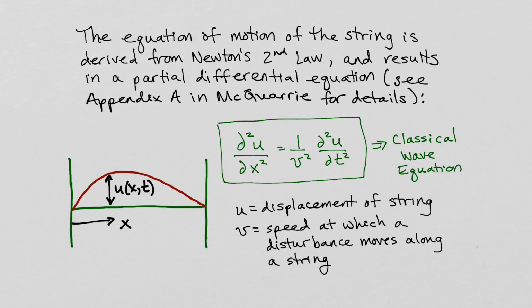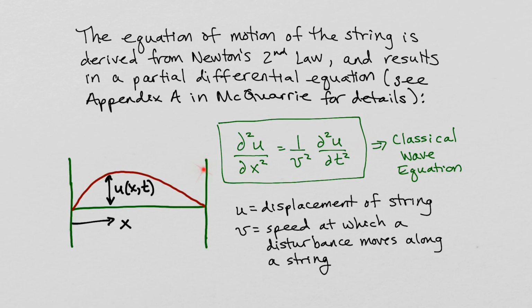Okay, so the equation of motion of the string is derived from Newton's second law and results in a lovely partial differential equation. We're not going to go through all the details of where this equation comes from, but if you're interested in those details, you can go check out the Appendix A in Macquarie, and that will walk through that for you.